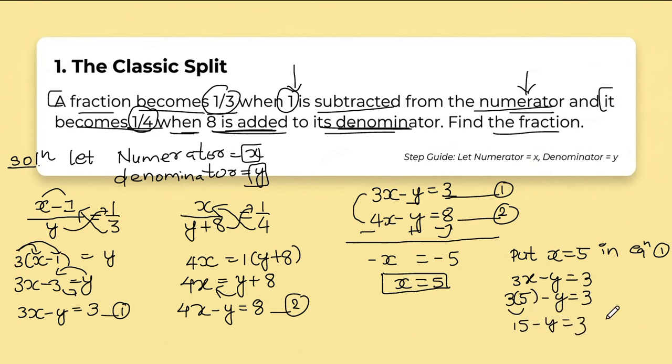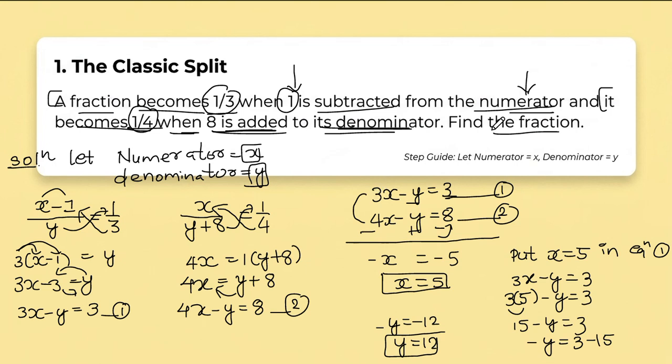So if we take this 15 to that side, we will get minus y is equal to 3 minus 15, which is minus 12. So if we cancel out the sign, we'll get y is equal to 12. So our value of y is 12, which is nothing but the denominator.